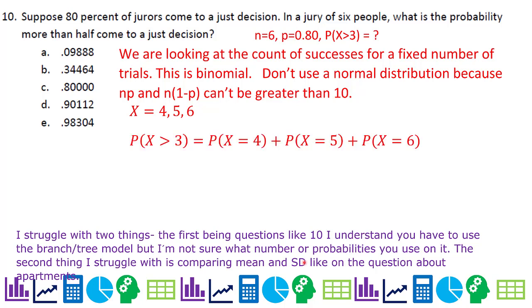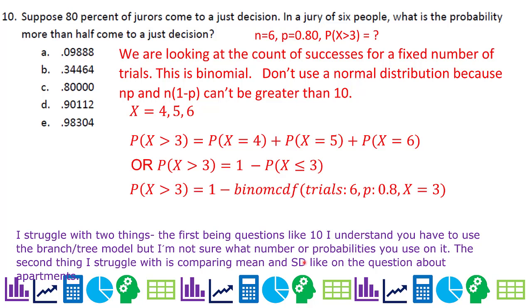Or it's faster, if you're using a calculator, to do the left probability. So we'll do x is less than or equal to 3 and do a 1 minus. So binomcdf, our trials is 6, our probability is 0.8, x equals 3. And we subtract, and we get 0.90112.